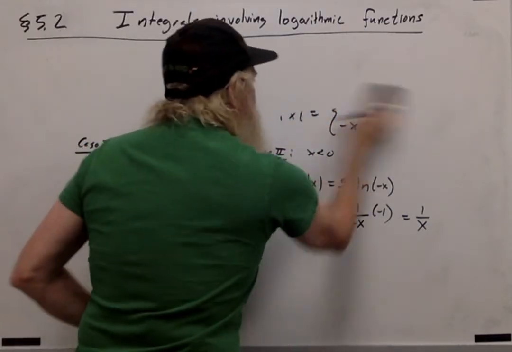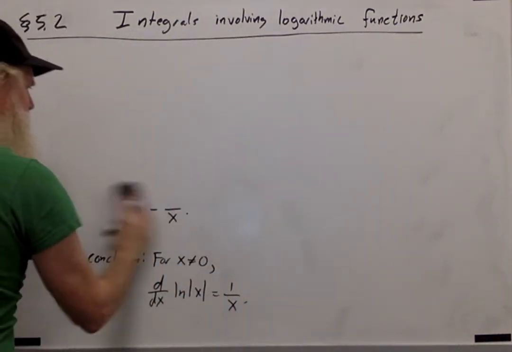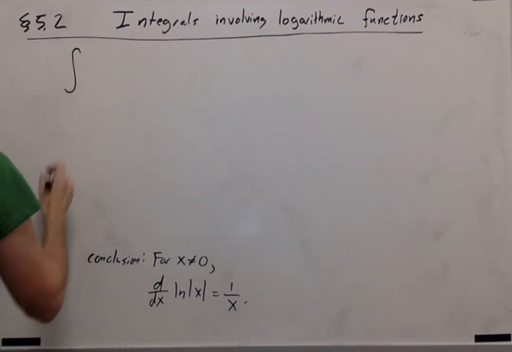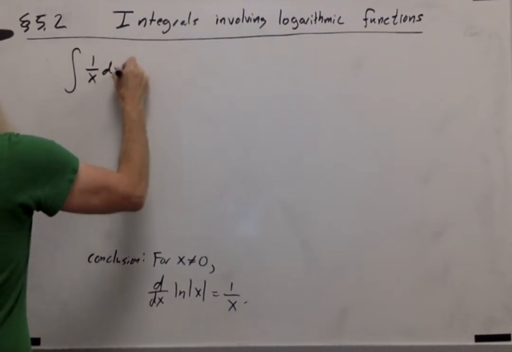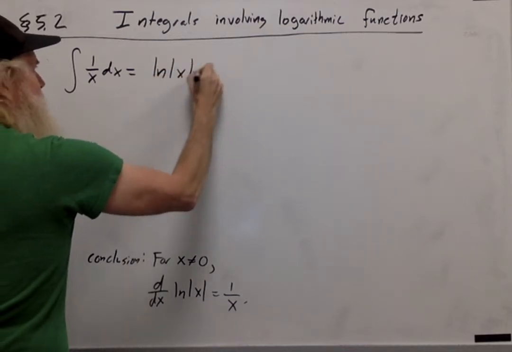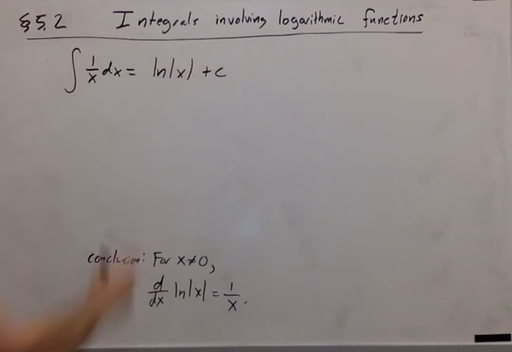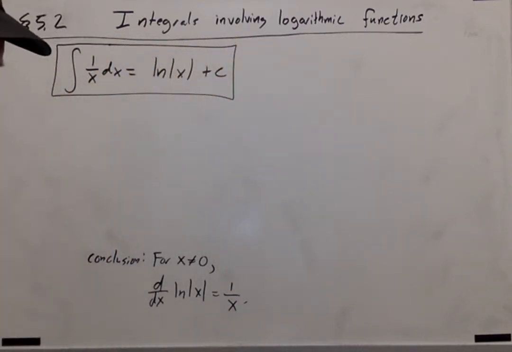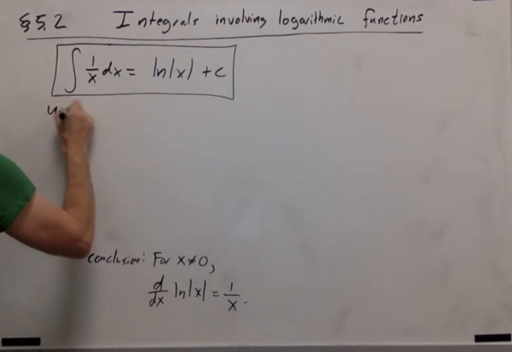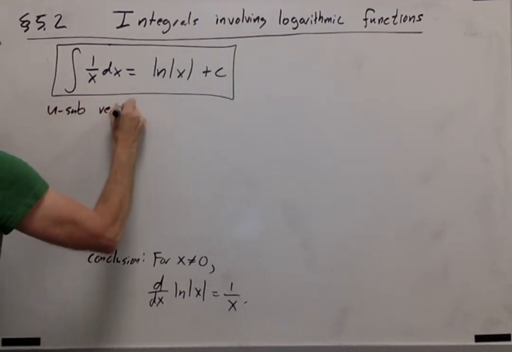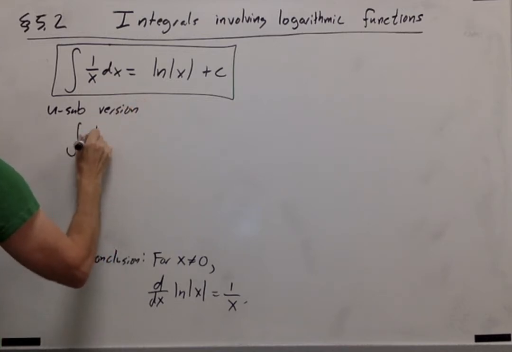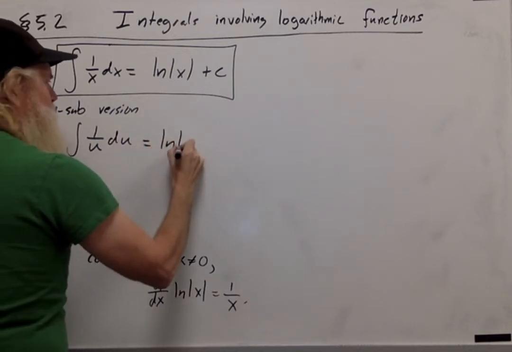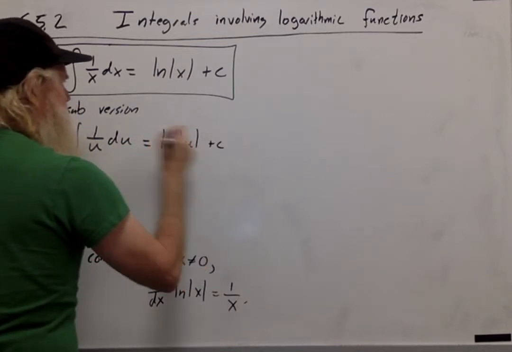Well, that's what motivates our integration formula. If the derivative of log of absolute value of x is 1 over x, then that means that the antiderivative of 1 over x dx is natural log absolute value x plus c. So that's going to be our first integration formula involving logarithms. Now for the u-substitution version, I can just rewrite this with u's. The integral of 1 over u du is natural log absolute value of u plus c.